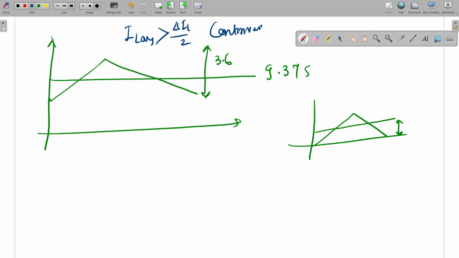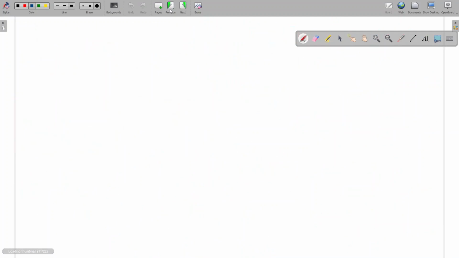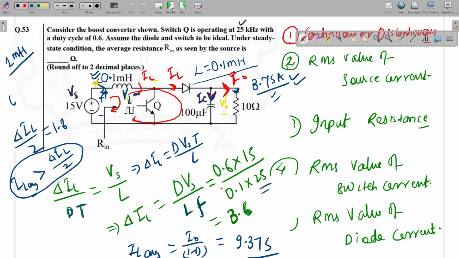So I'm going to give a little hint on how you can calculate. You can draw the waveform. First, the RMS value of the source current. Source current you can draw. What will be the value of input resistance? Input resistance is equal to V by I RMS. This question was asked in GATE. It will be the V, already 15, and the I RMS you have to calculate.